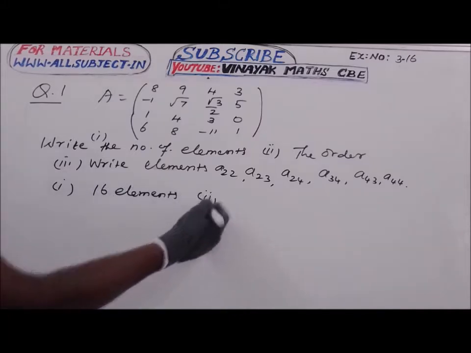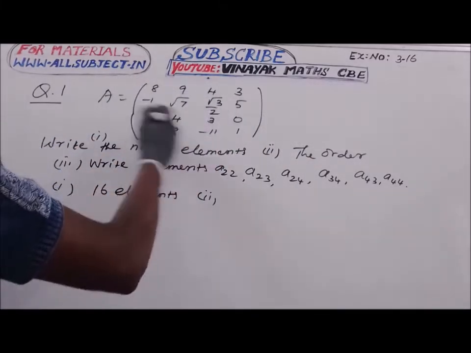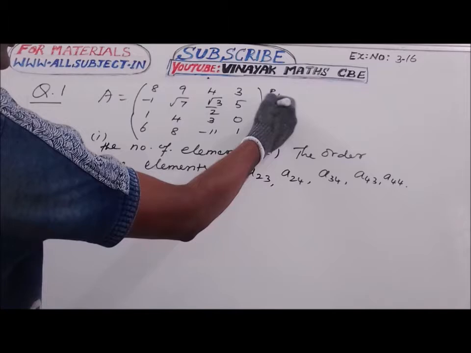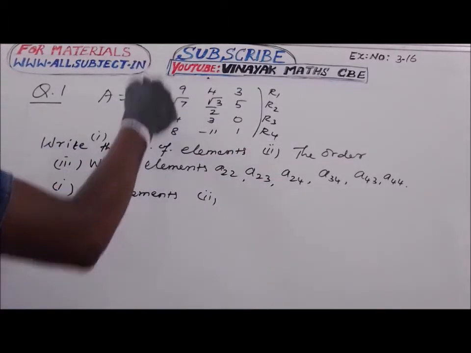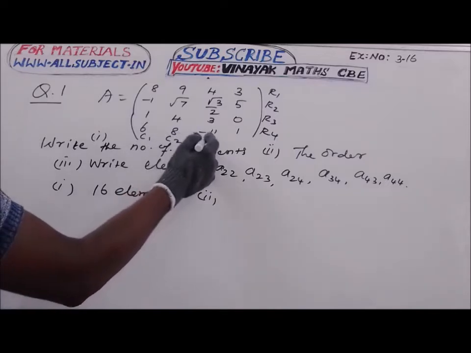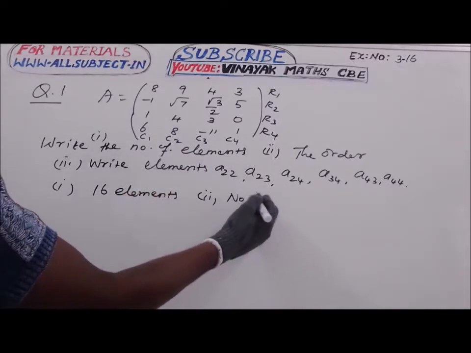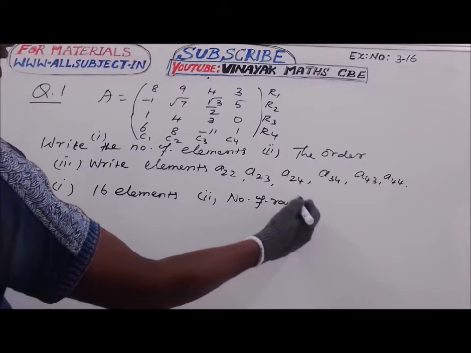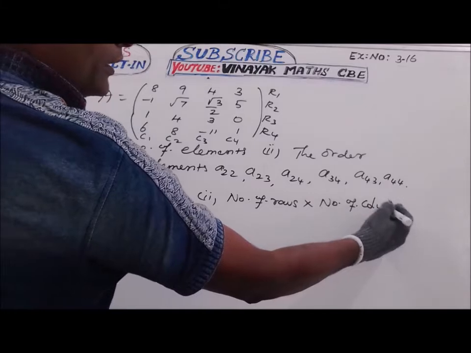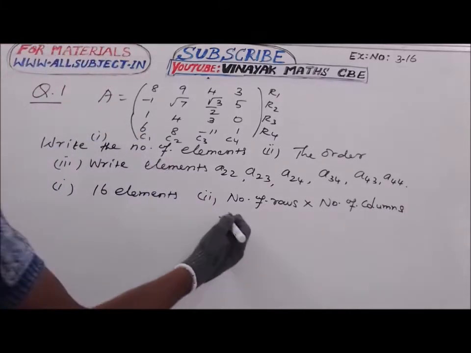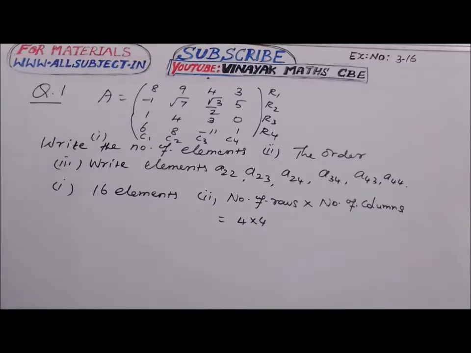And the second one is very easy. Find the order. Count the number of rows first: 1, 2, 3, 4. Row 1, row 2, row 3 and row 4. There are 4 rows. And columns: column 1, column 2, column 3, column 4. So number of rows by number of columns is known as order. So the order is equal to 4 rows, 4 columns. 4 by 4 is the order.